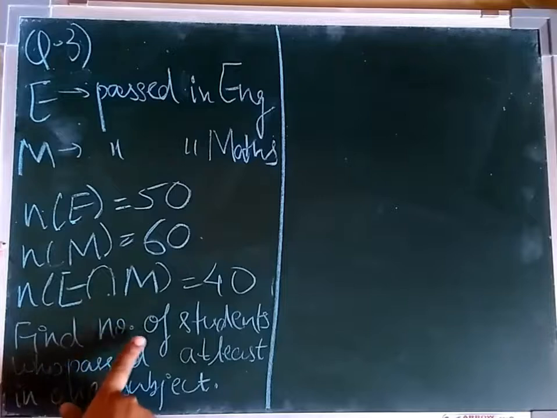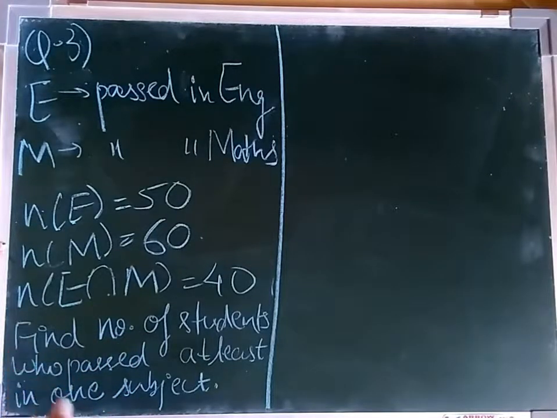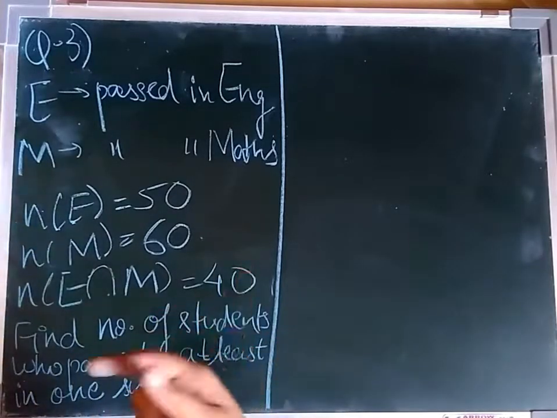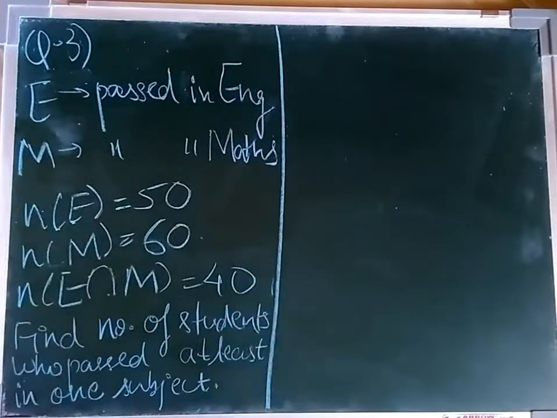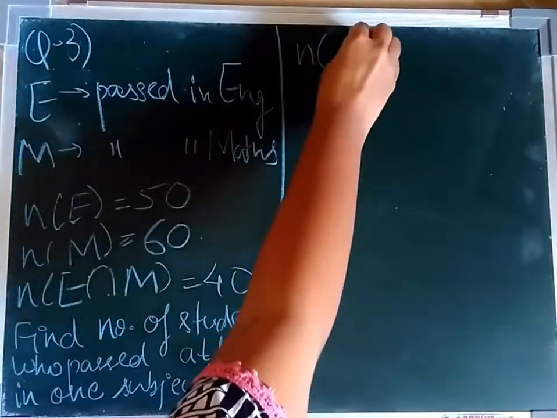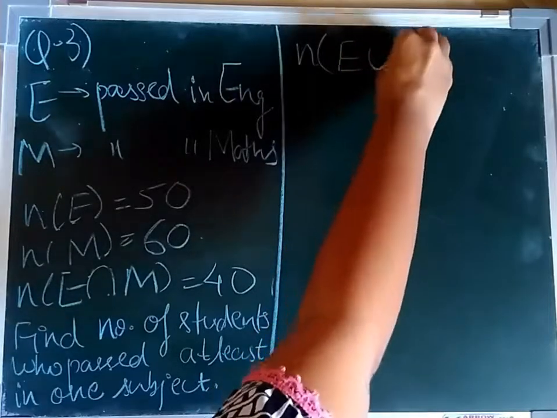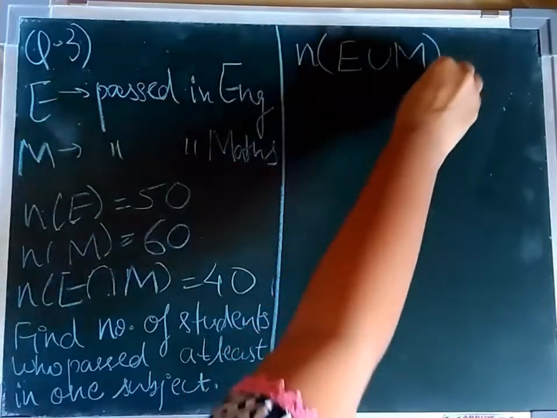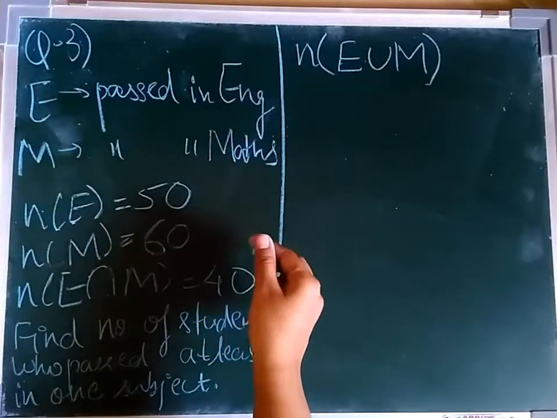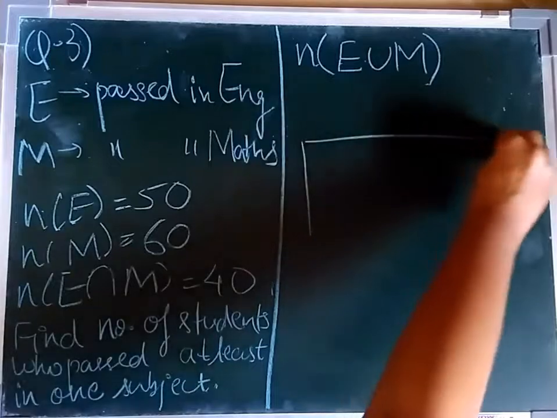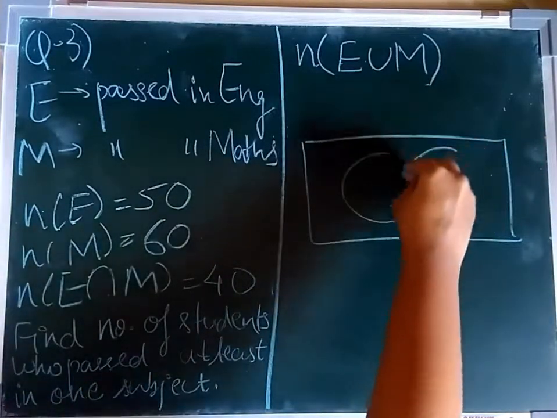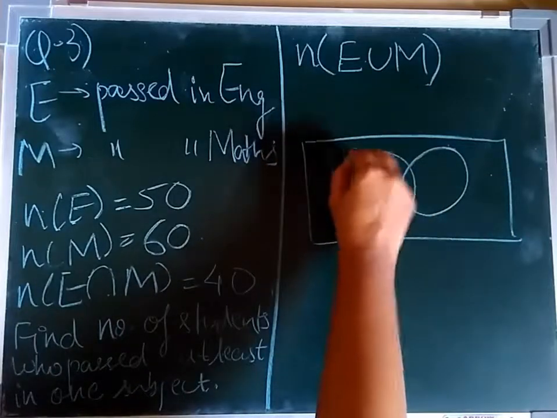Now we need to find the number of students who passed at least in one subject. That means they have passed in English or in Maths or in both. That means what we have to find? N of E union M. This will give us the number of students who passed at least in one subject. That is because if we see using a Venn diagram, we have E, the number of students who passed in this is E, this is M.